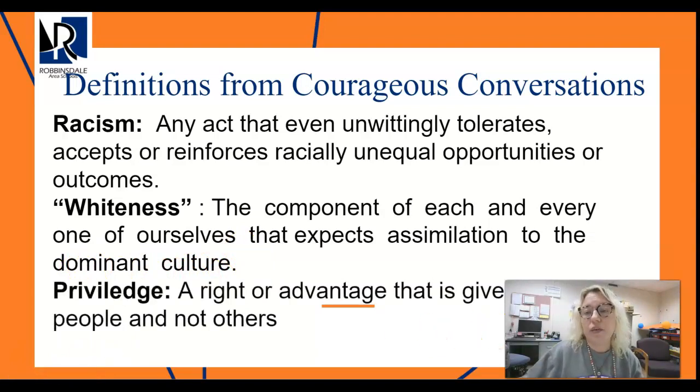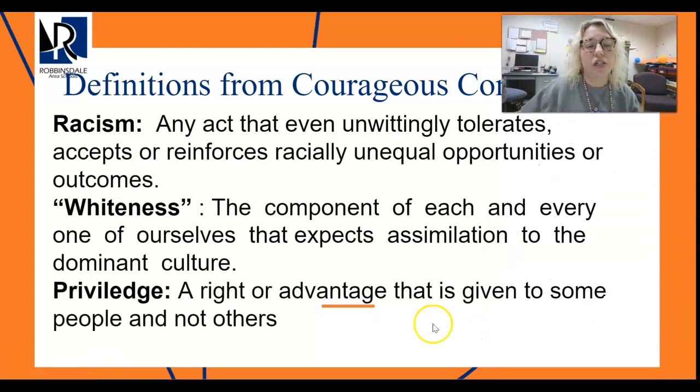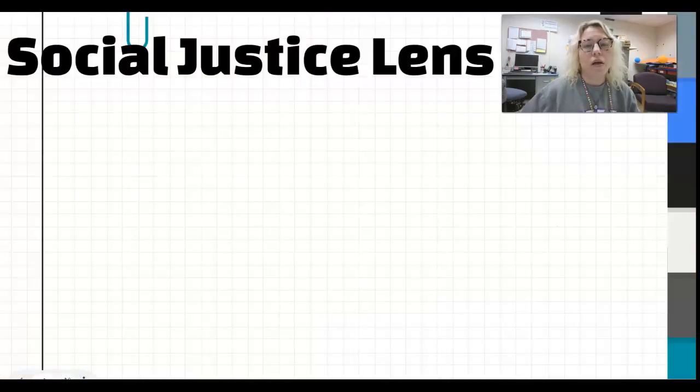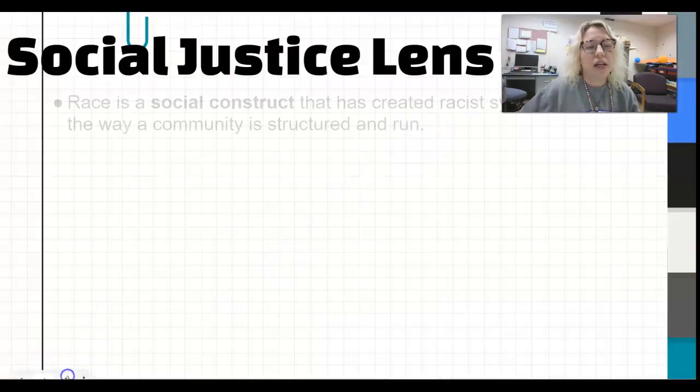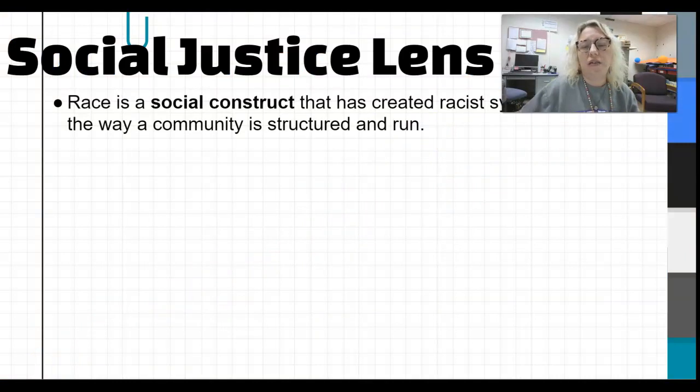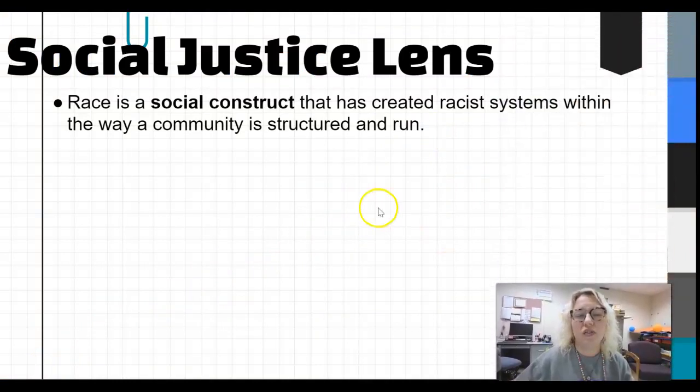Privilege is our last word that we'll define here. Privilege is a right or advantage that is given to some people and not others. And so in the social justice lens, we are looking at how white privilege affects certain characters and what privileges they have because of their race. All right, the social justice lens, what else do we have? We have to fill in these notes in your packet.